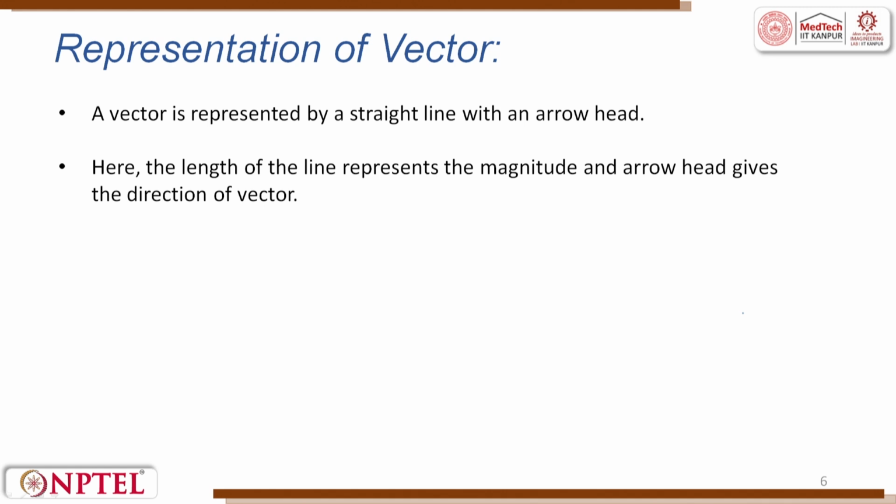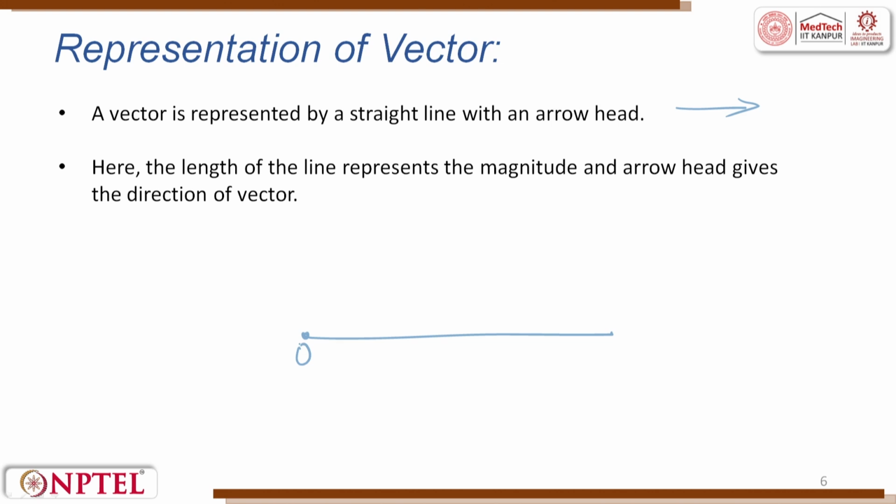So, then let us understand the representation of vector. A vector is represented by a straight line with an arrow. Here, the length of the line represents the magnitude and the arrowhead gives the direction of the vector. For example, let us try to draw.